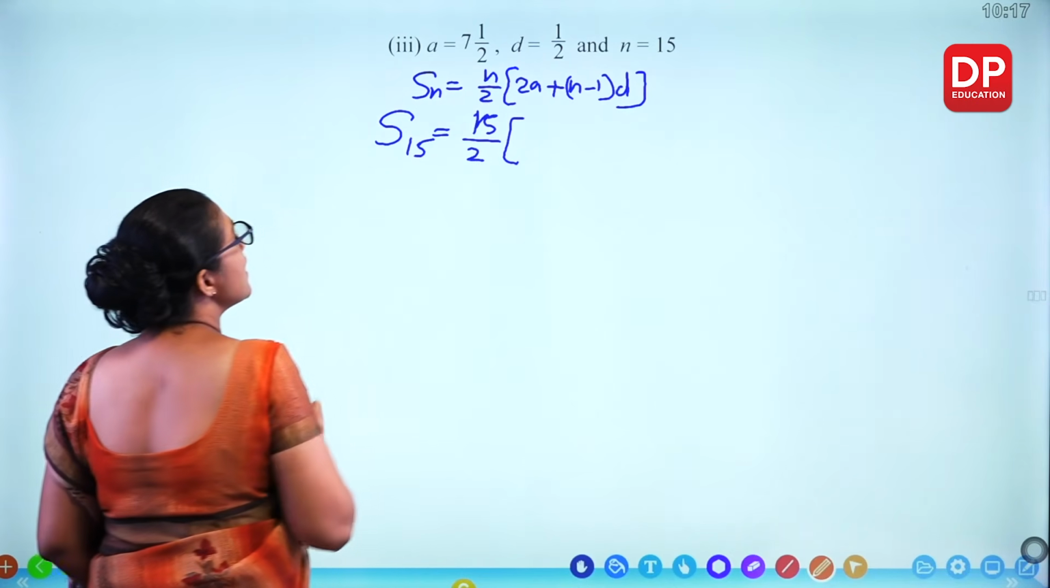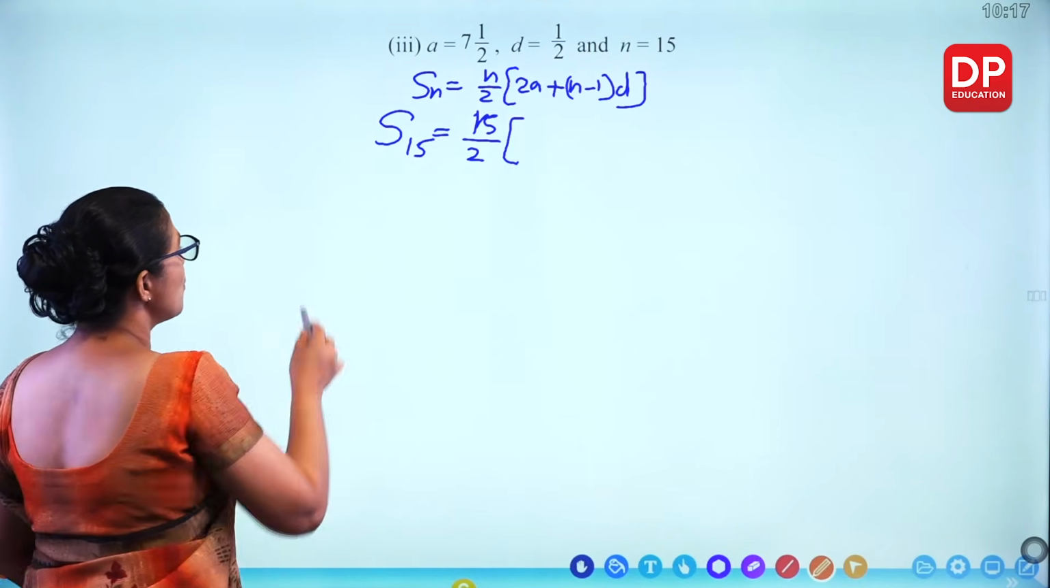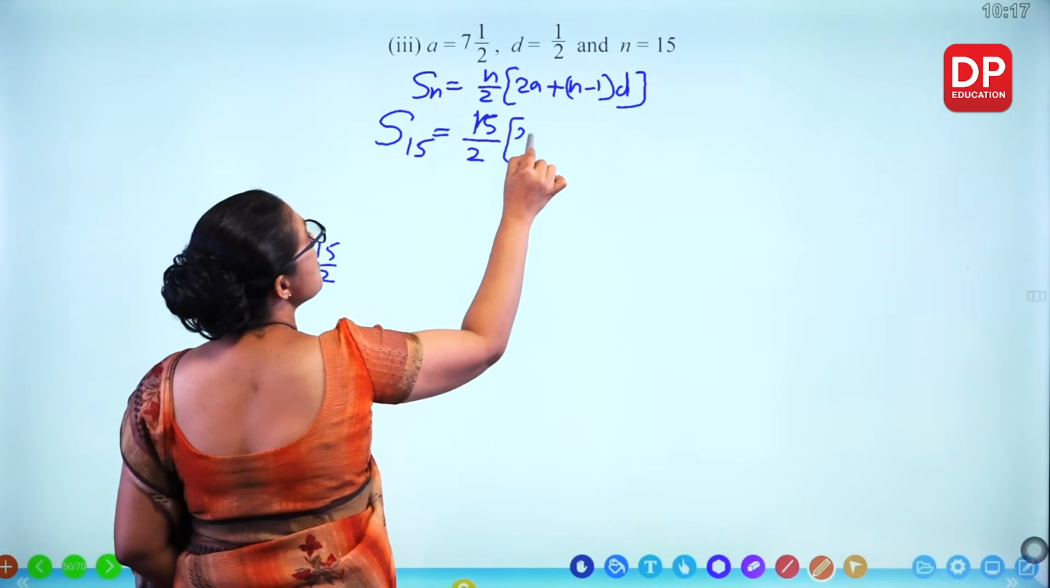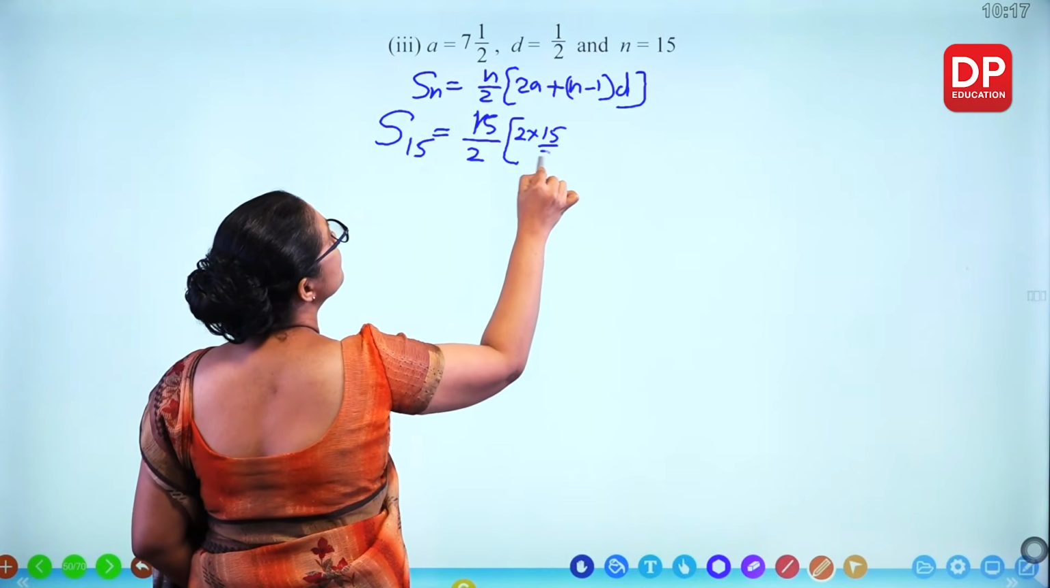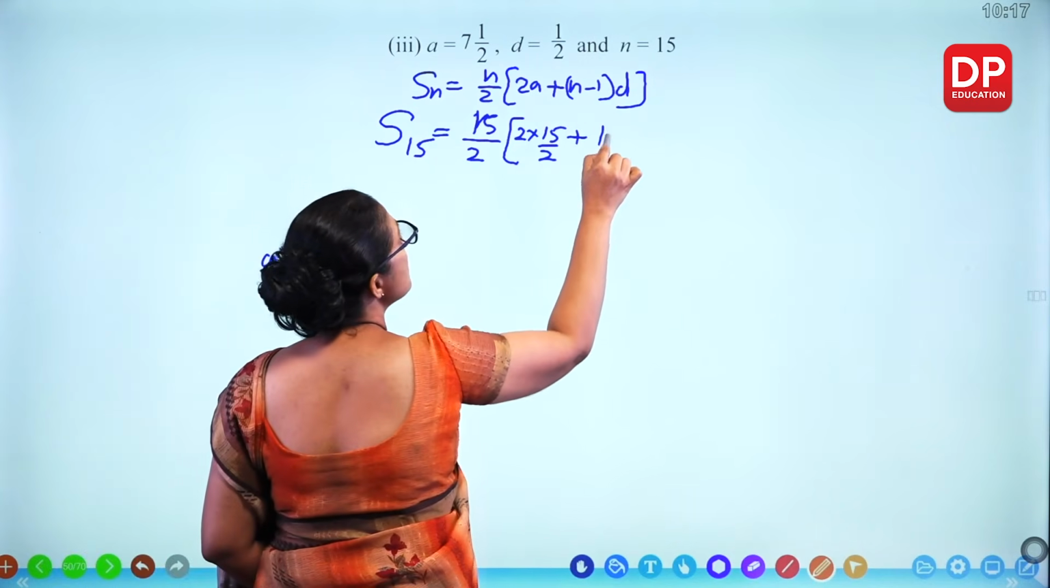2 times a, 7.5, I can write 15 over 2 times 2. N is 15. 15 minus 1 is 14.